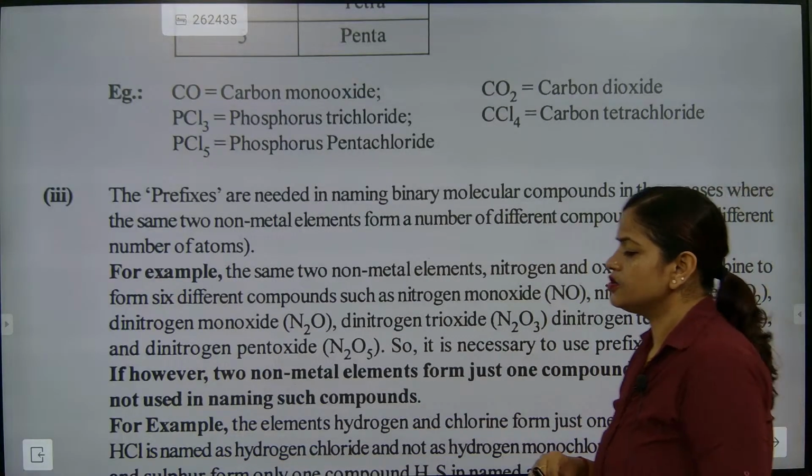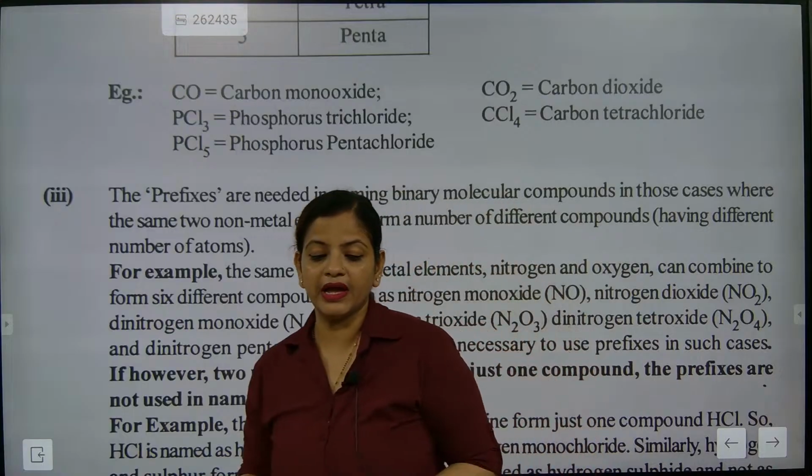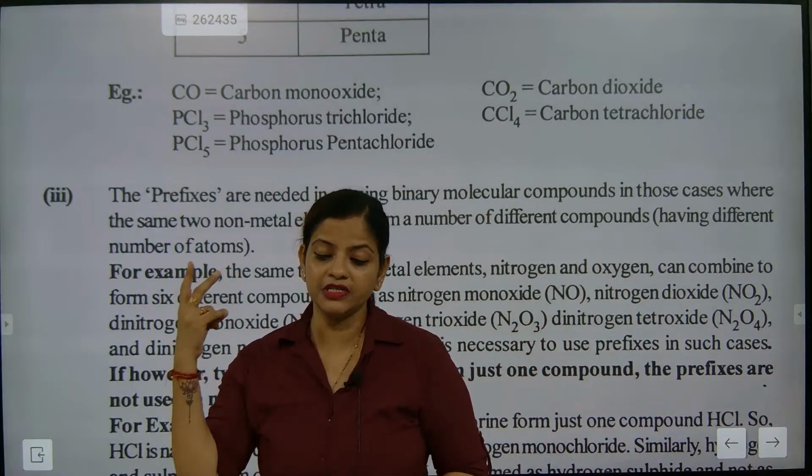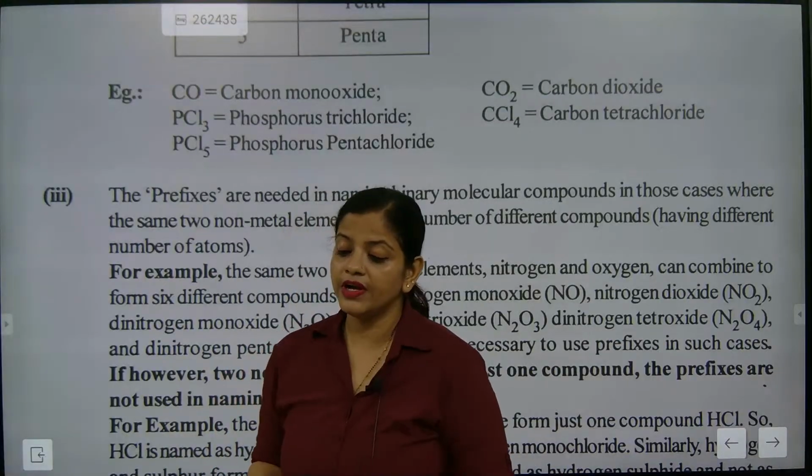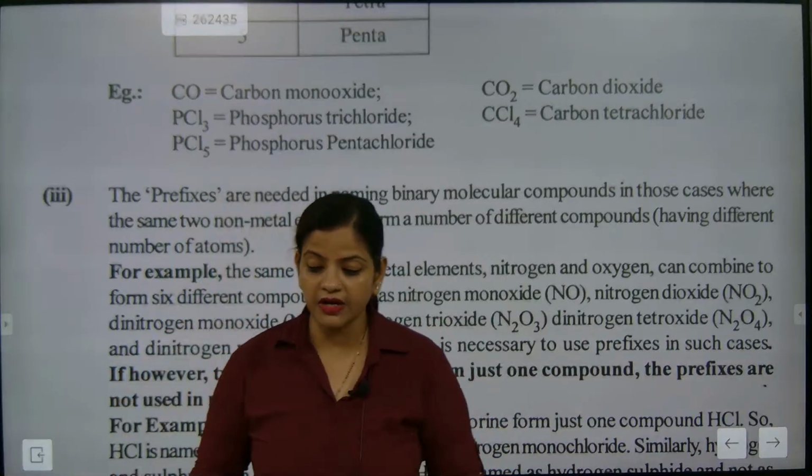So now look here. So, the binary part. Binary means what? Binary means where two different elements are involved. It is considered as binary. What did I say? When two different elements are involved.